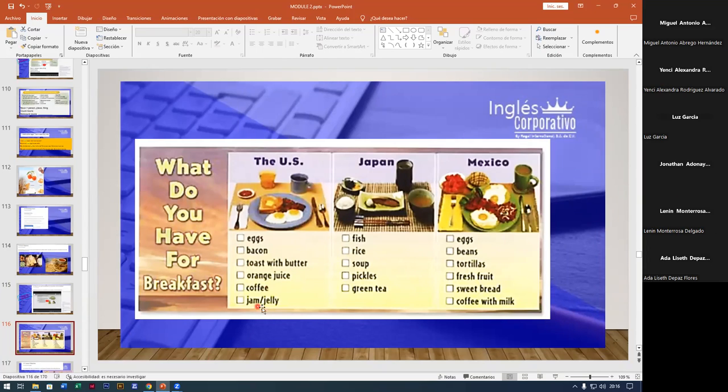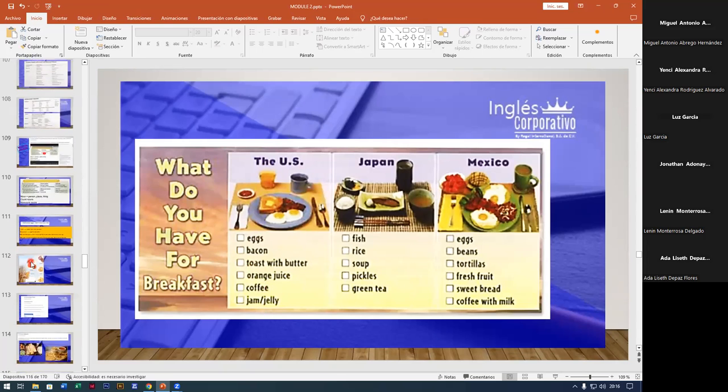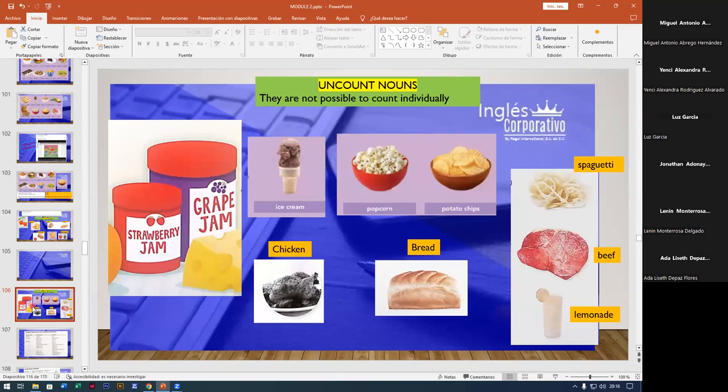right? These ones are synonyms. Do you have new vocabulary in the US breakfast? Jam or jelly? Jam. Let me show you what is jam. I got the picture here. This is jam, the one that you put on bread. It's delicious on toast.